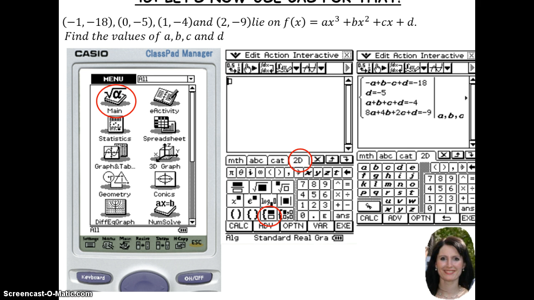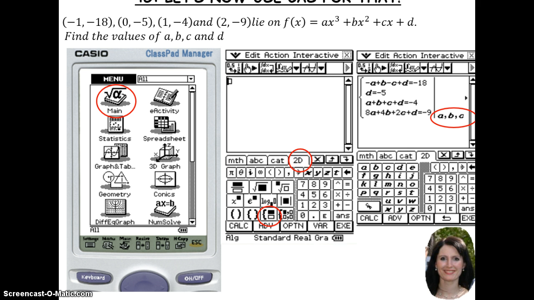What I've done, I've typed in my equations when I substitute each of the points in. So when I substitute -1, -18 into ax cubed plus bx squared plus cx plus d, I get -a plus b minus c plus d equals -18. I do the same for the other three, just like I did in the previous slide where I solved it manually. I then must make sure that I put in A, B, C and D.